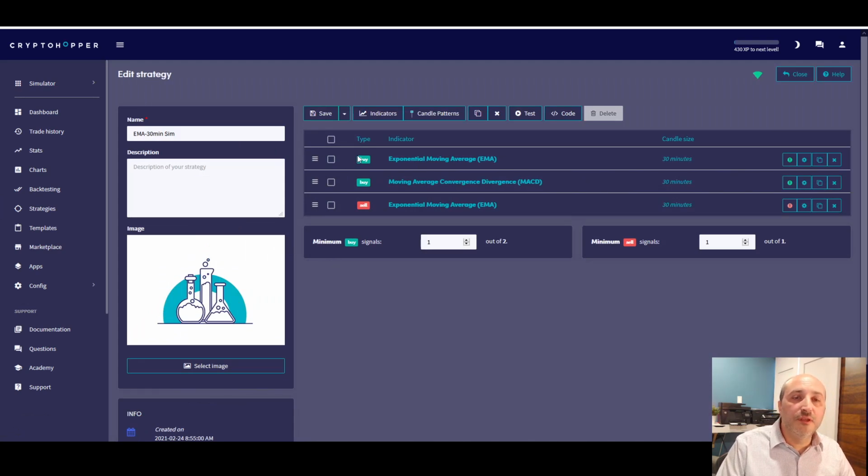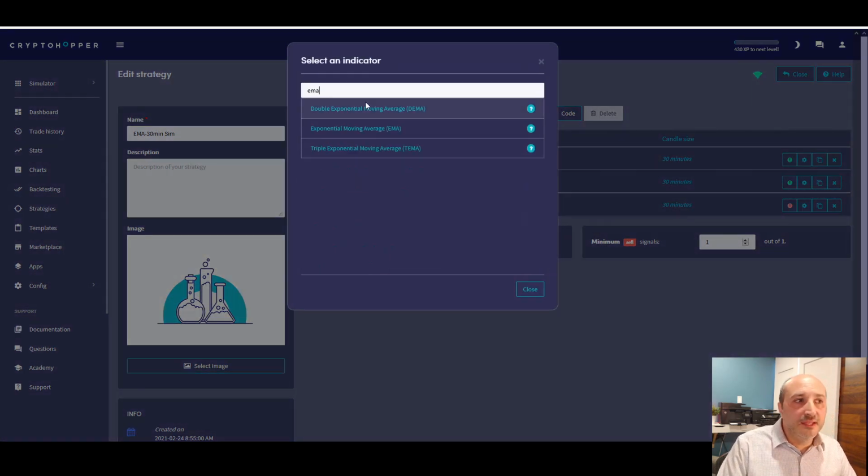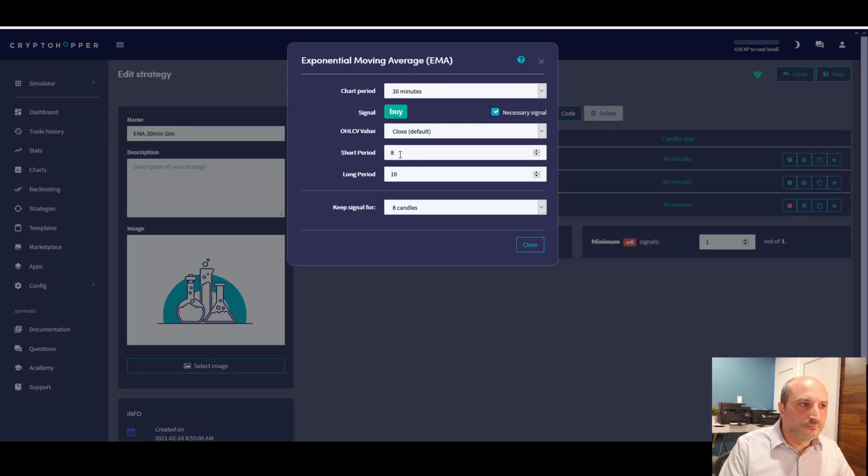Let's start with the first one, which is a buy indicator, which is the EMA. So you go here, indicator, search for EMA, and it will be this one right here, exponential moving average. Let's click on it. All right, so you're gonna use chart period 30 minutes, make sure it's buy, necessary signal, put the check mark, and you're gonna change the short period to 8, long period to 16, and keep signal for 8 candle.